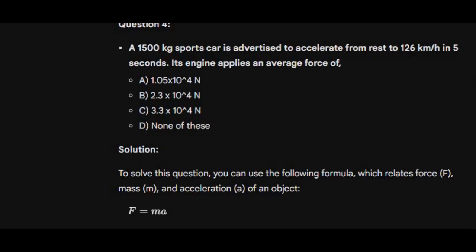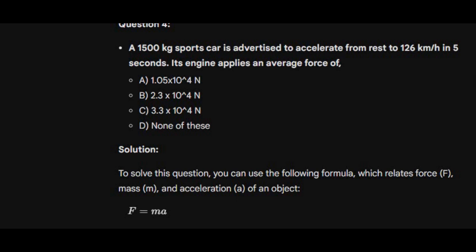Question 4. A 1,500 kilogram sports car is advertised to accelerate from rest to 126 kilometers per hour in 5 seconds. Its engine applies an average force of A. 1.05 times 10 to the 4 N. B. 2.3 times 10 to the 4 N. C. 3.3 times 10 to the 4 N. D. None of these. Solution.